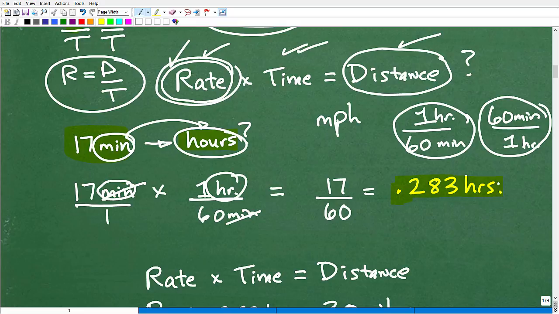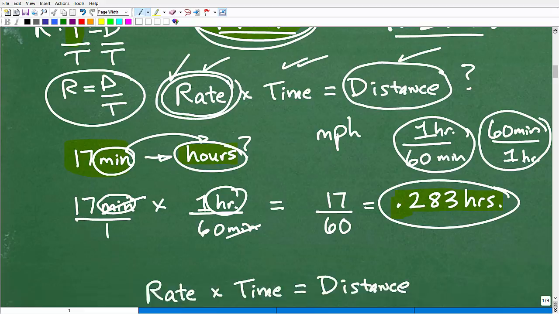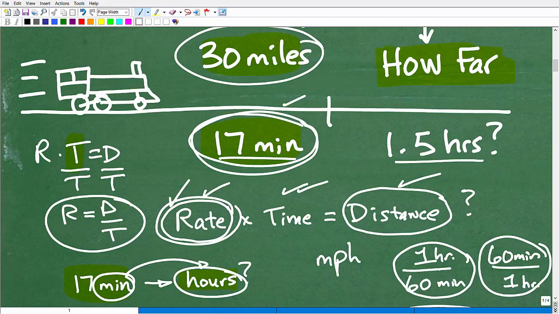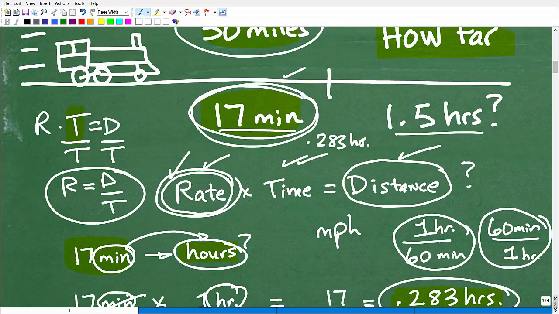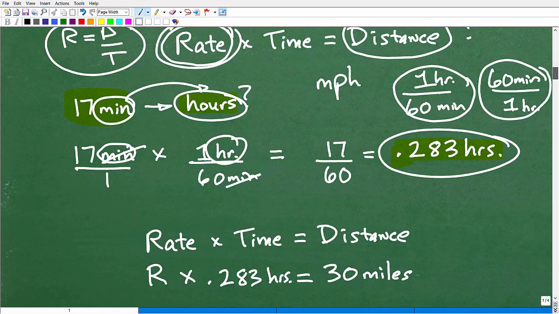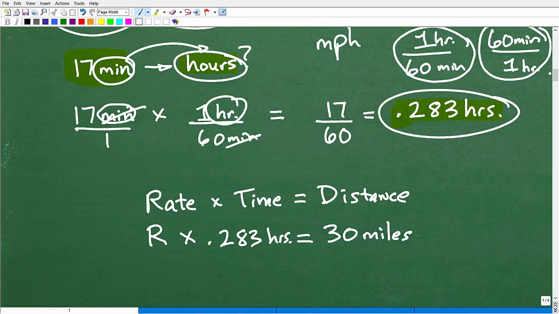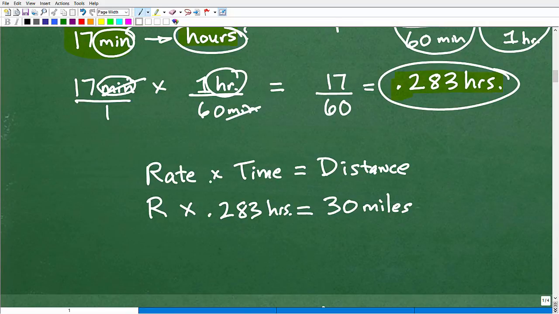So 0.283 hours. Now what we can really think about is that this train went 30 miles in 0.283 hours. I want to work in hours, not minutes. Now I need to figure out my rate still. I'm still not there yet. All I did was convert units of measure. So again, I have rate times time equals distance. Now I want the rate, the speed of the train. Do I have the time? I do, and it's in hours. Perfect. Do I have the distance? I do, and it's in miles.